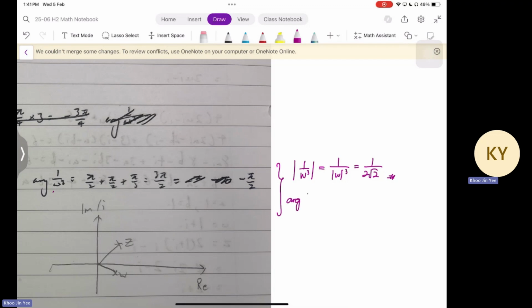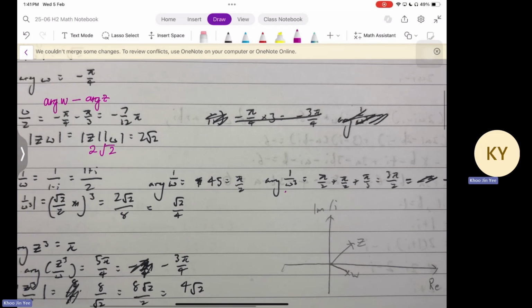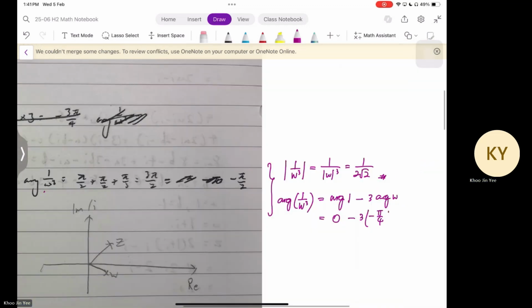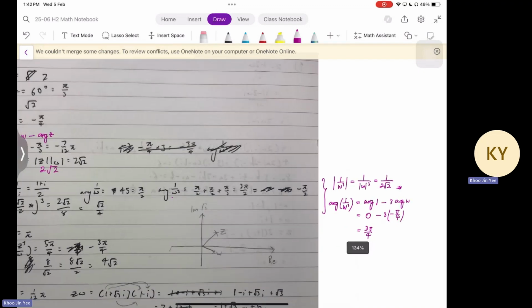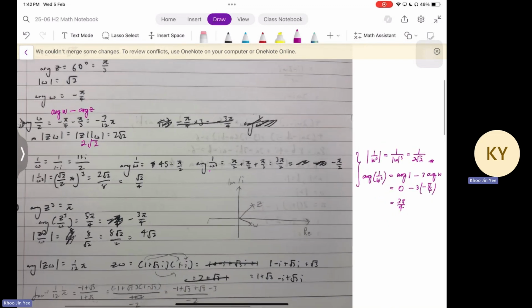Then the argument of 1 over w cube would be the argument of 1 minus 3 times the argument of w. What's the argument of 1? It's a real number, so the argument is 0. Then minus 3 times the argument of w. What's w? Negative pi over 4. So this would be positive 3 pi over 4. We can save a lot of precious time by doing this, within less than 1 pi.